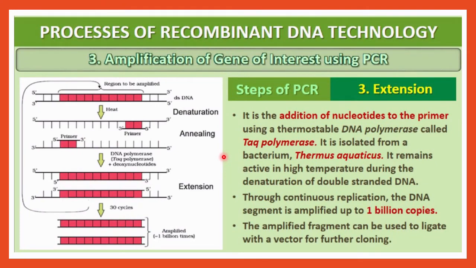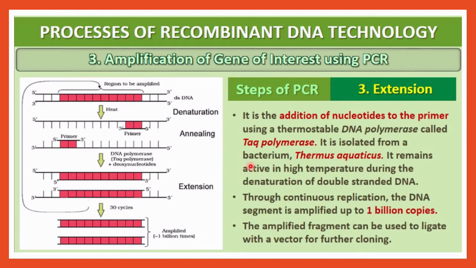During extension, the DNA fragment will be elongated. So it is the addition of nucleotides. As you know very well, here you are doing the synthesis of DNA artificially, and DNA is nothing but a polymerized form of nucleotides. So many nucleotides join together to form DNA. So here you have to add some nucleotides, otherwise the elongation of DNA will not occur.